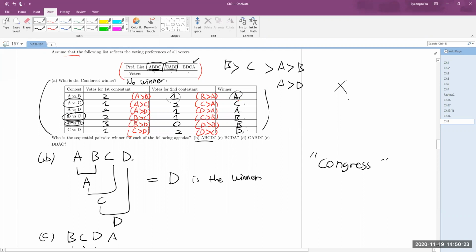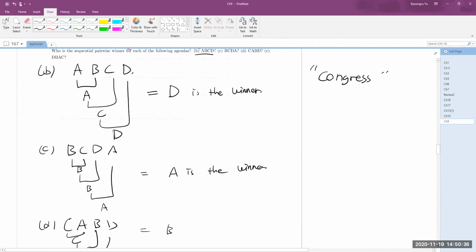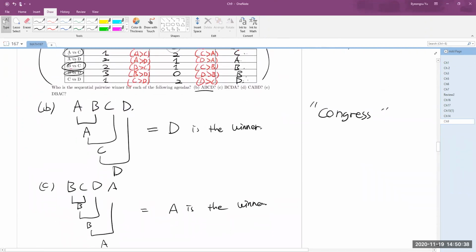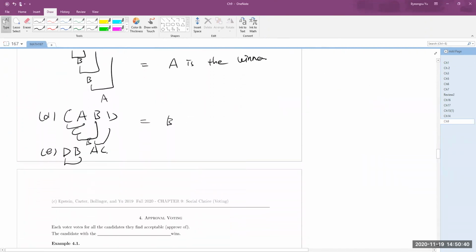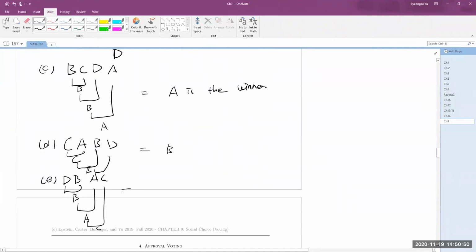Is there any other question? Then I will go over the last one. In the case of D and B, B is the winner. In the case of B and A, A is the winner. And in the case of A and C, C is the winner. So in this case, C is the winner.